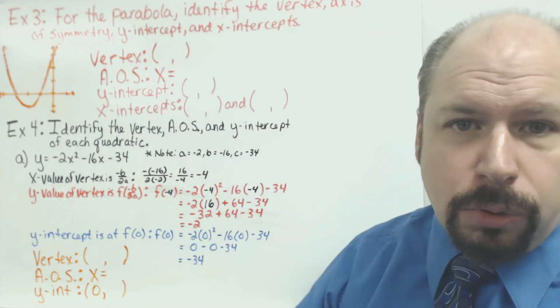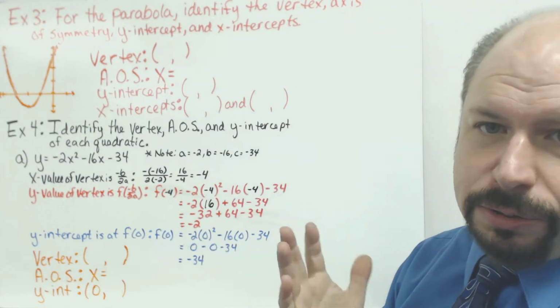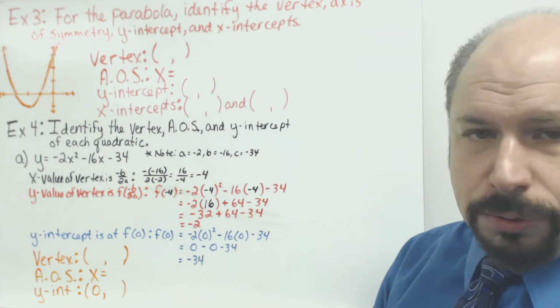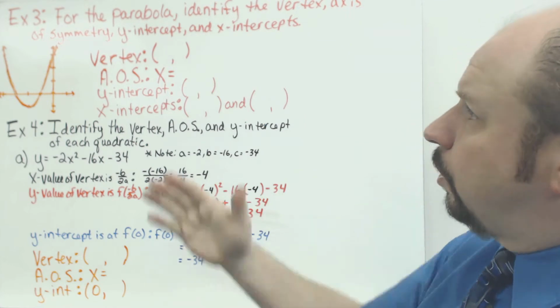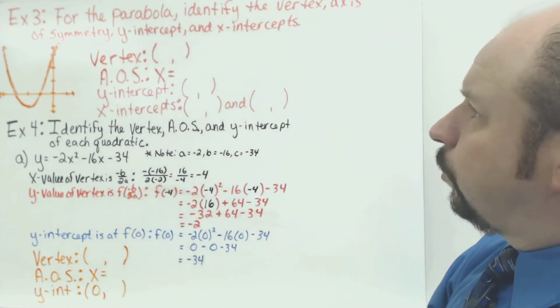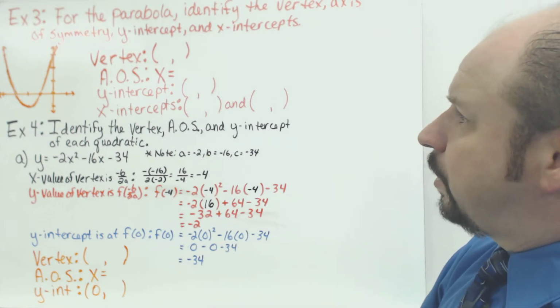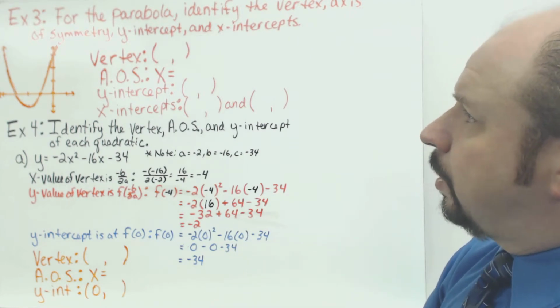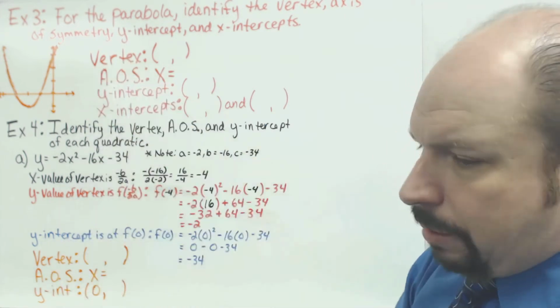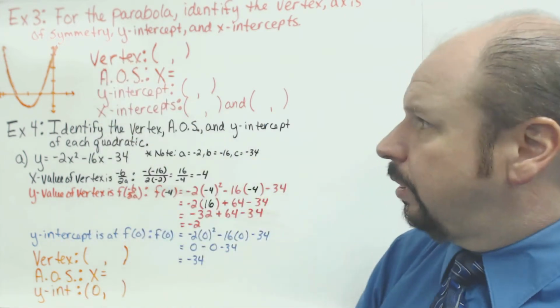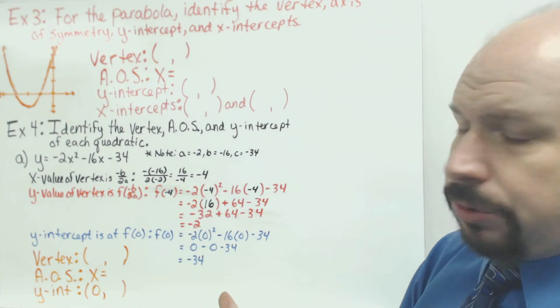Okay, so now what we're going to do is start finding some of those just from the equation. So for the parabola, identify the vertex, axis of symmetry, y-intercept, and x-intercepts. We have a parabola here, and it's the one that we're given.